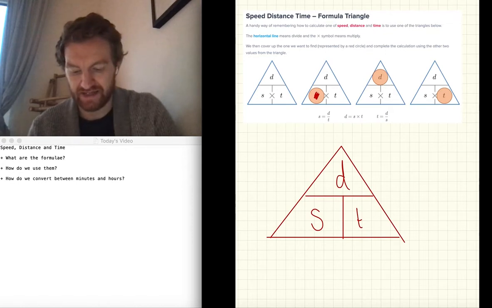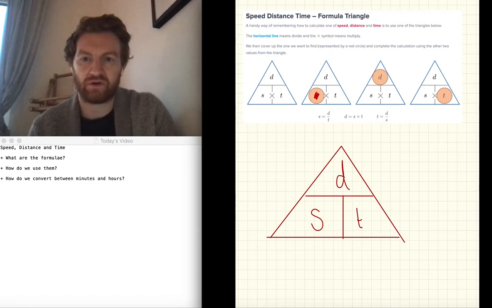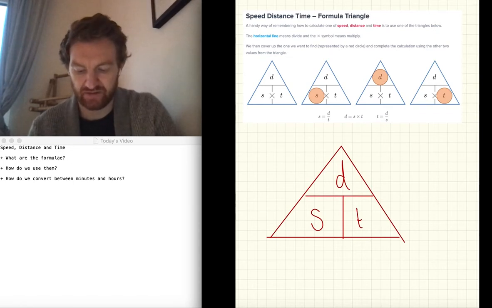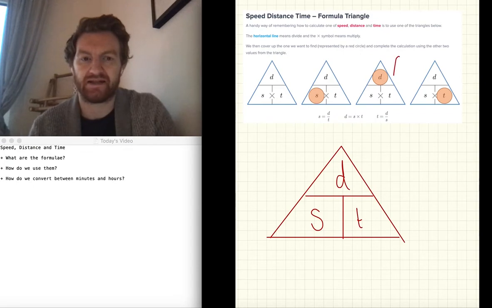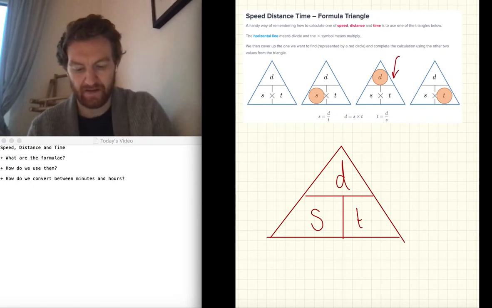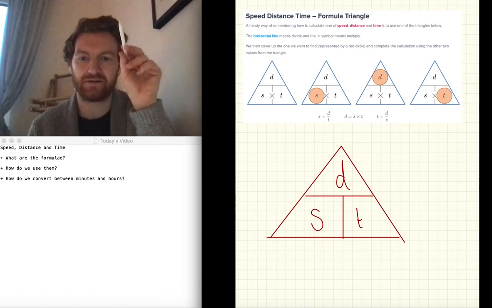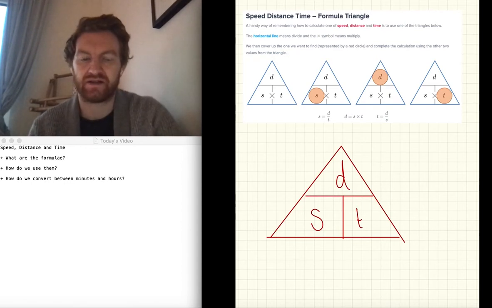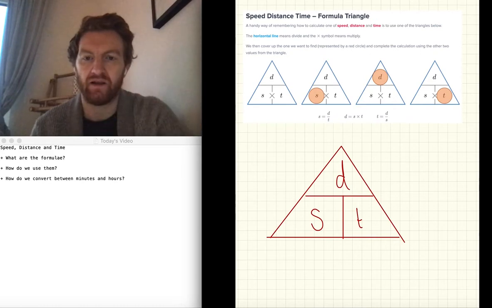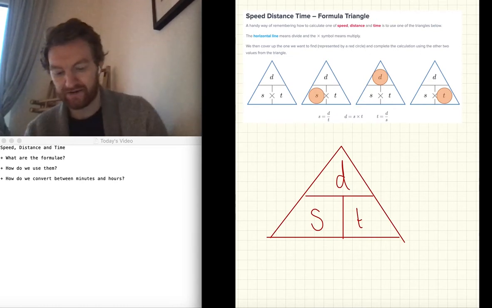If you want to find D for distance, then you just cover out the distance, and you can just say, okay, get rid of the D, you're left with just S and T. Along the bottom is multiply. And finally, you want to find the T. It gives you a fraction with D and S. Notice D is always the numerator of the fraction, so it's distance divided by speed, distance divided by time, or multiply along the bottom. How does that look in practice?